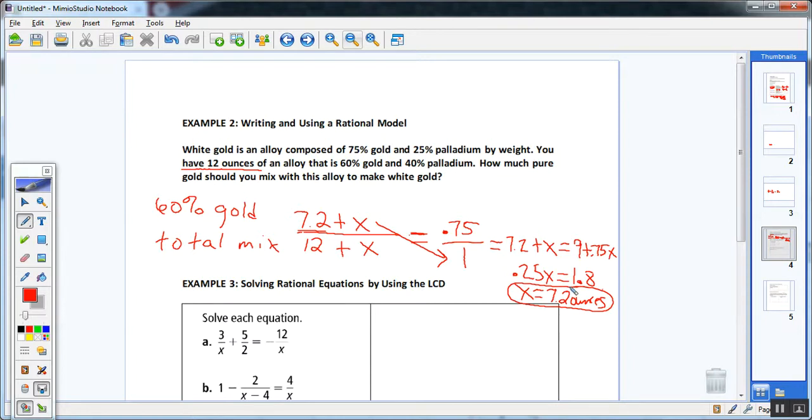Once we saw that I had one fraction bar on the left and one fraction bar on the right, we were off to what process? Cross multiplying and solving, okay? So 7.2 ounces is what we would need to add.